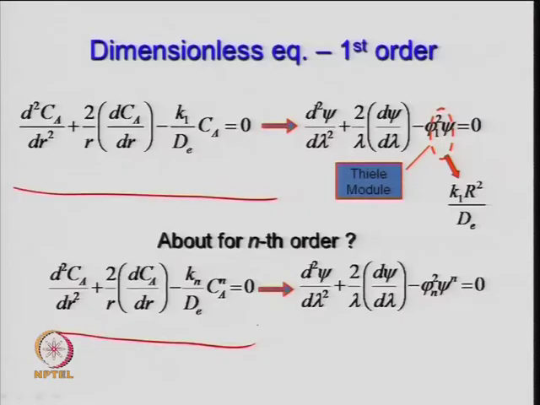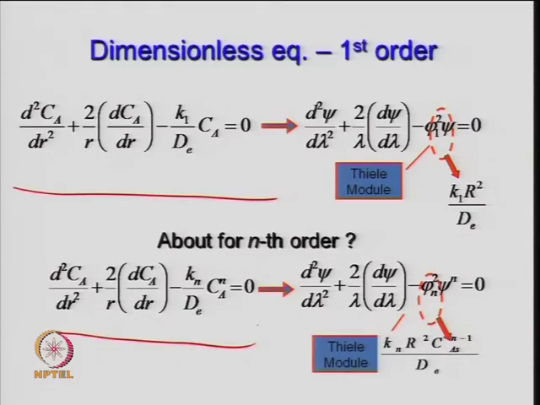So, using these dimensionless forms, we developed the equation in this form, which is d2 psi by d lambda square plus 2 divided by lambda, d psi by d lambda, minus the term which is k1 R square divided by D_e times psi, because we have divided all the terms here and taken them together.